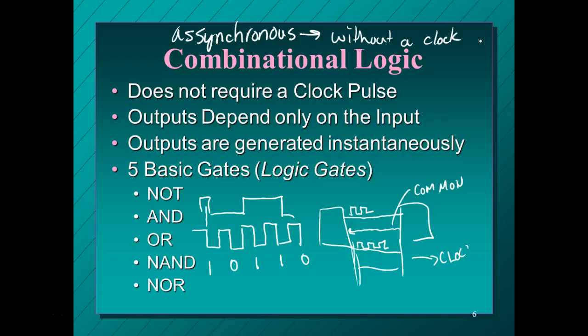This is primarily the way we send serial data. Ethernet uses asynchronous. USB is asynchronous. So what we do is instead of sending it with a clock, we send it at a precise rate.